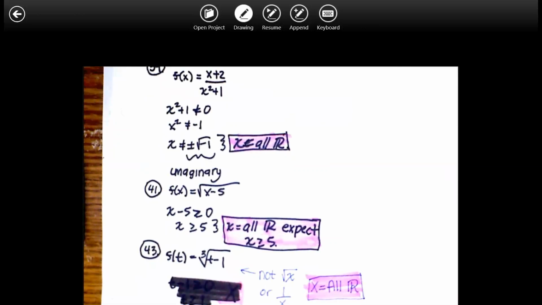The bottom one's down here, and I'm going to give you the explanation for 43. I didn't want to do it, but it's still going to be okay. For 43, again, we want to make sure that underneath the square root sign has to be greater than 0. So we say all real numbers except x must be greater than 5.